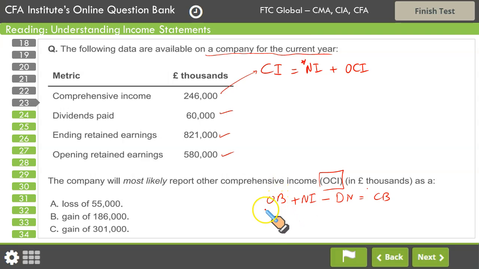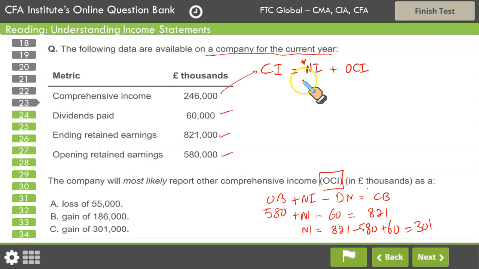Opening balance of your retained earnings is 580. Net income is to be calculated. Dividends paid or declared, both are deducted, 60, is equal to the closing balance of your retained earnings, that's 821. Making net income the subject, 821 less 580 plus 60 should give you what? Let me add this up. 821 minus 580 plus 60 gives you 301. So net income is 301.